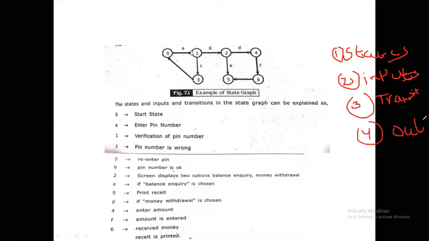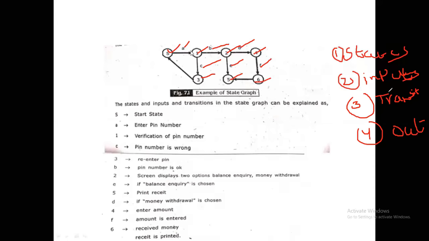Okay, here the S is the start state. So 1, A is an input. This is the A, B, D, C, E, F. All these are the inputs. States are S, 1, 2, 4, 3, 5, 6 are the states.